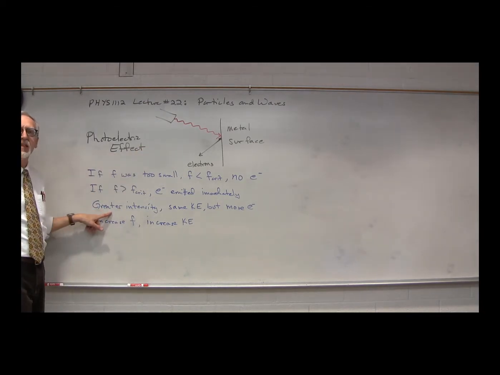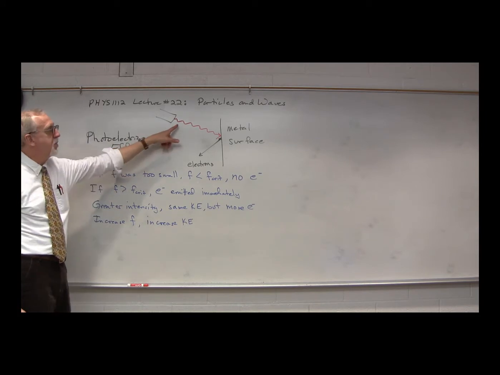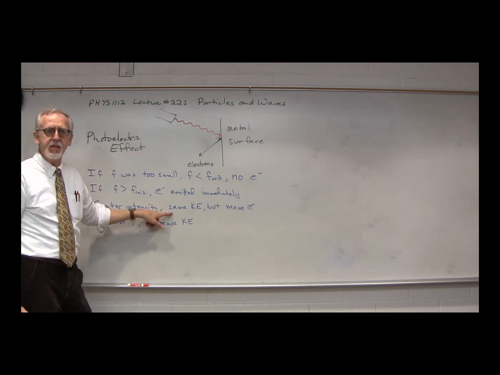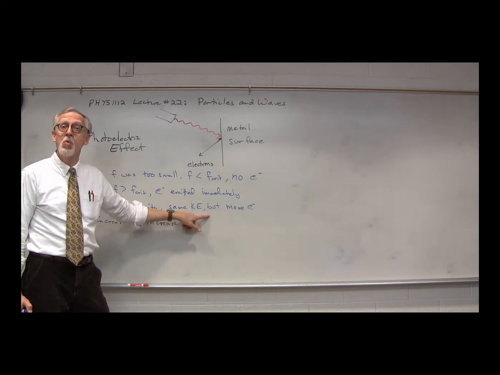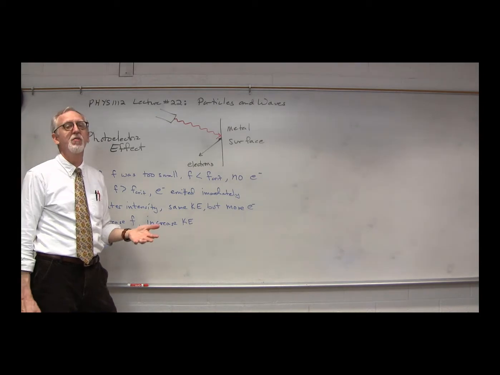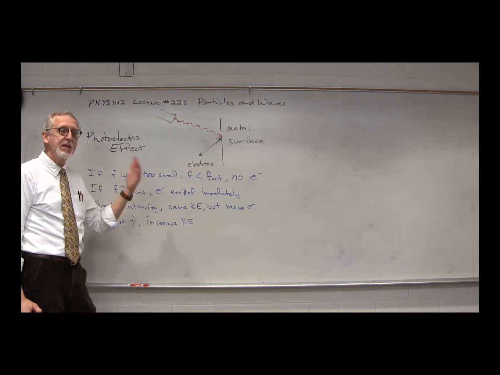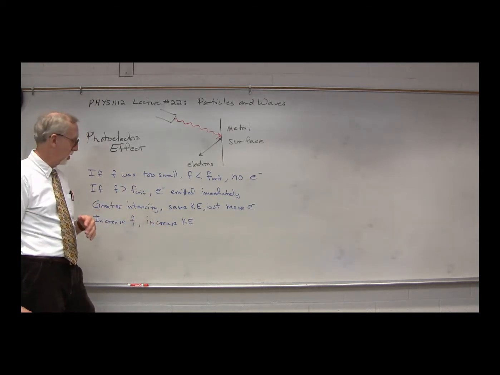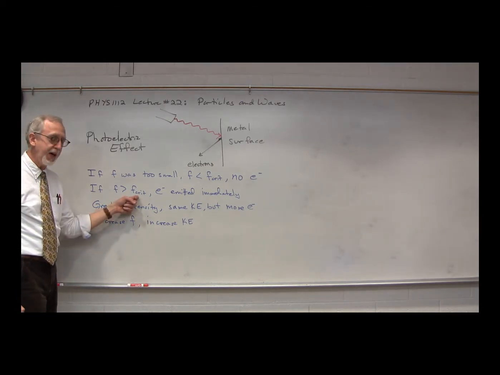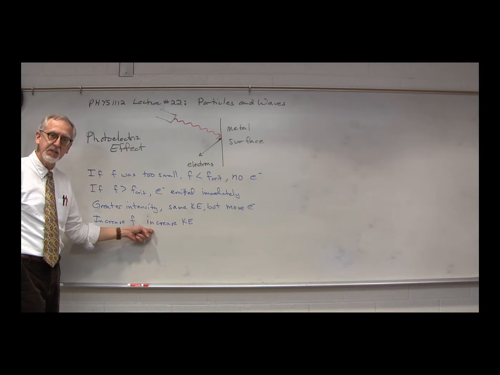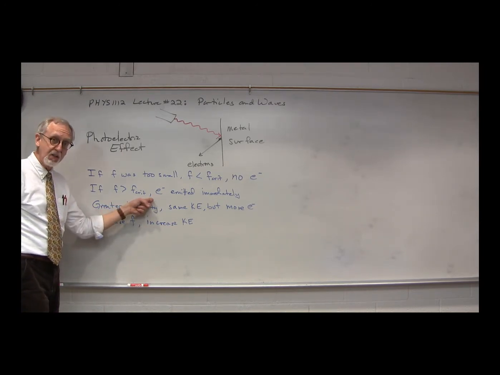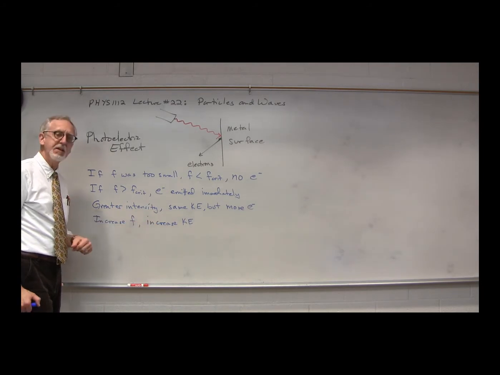If we increase the intensity of the light, so if we make it a brighter source, we get the same kinetic energy for the electrons, but we get more of them. So increasing the intensity means we get more photo-emitted electrons. If we decrease the intensity, we get fewer. Increasing the frequency past the critical value actually increases the kinetic energy. So the larger the frequency, as long as it's larger than the critical value, the larger the kinetic energy.